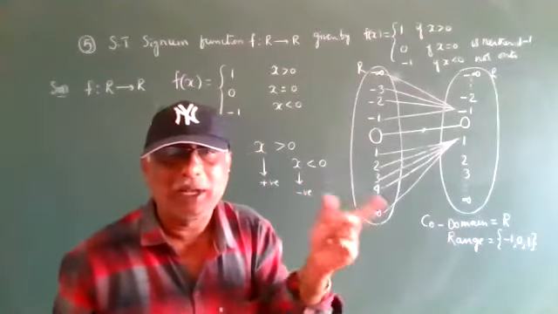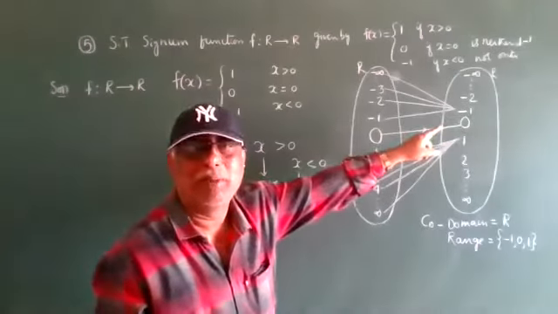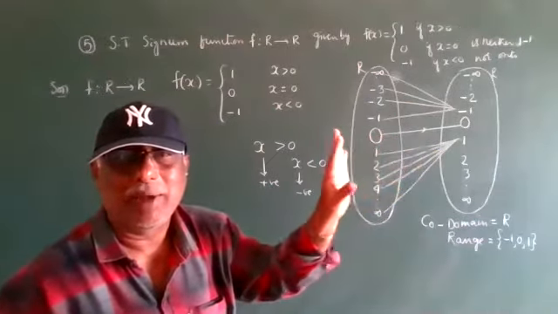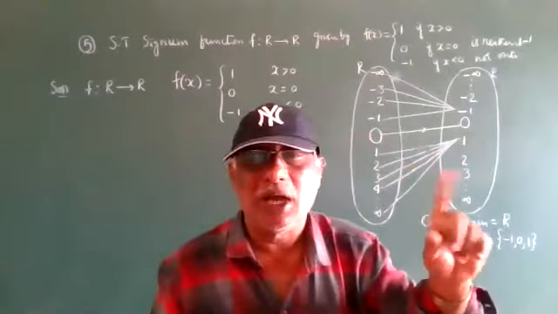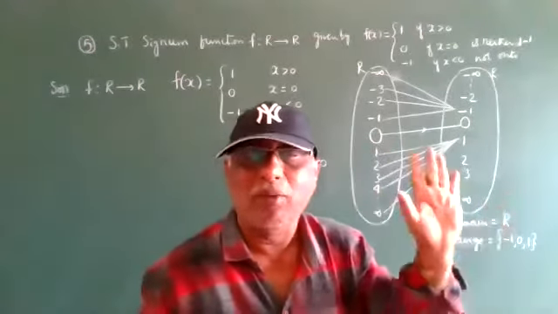One element has no one image. All elements have only one image, minus 1. No different elements have different images. Therefore it is not one-one.